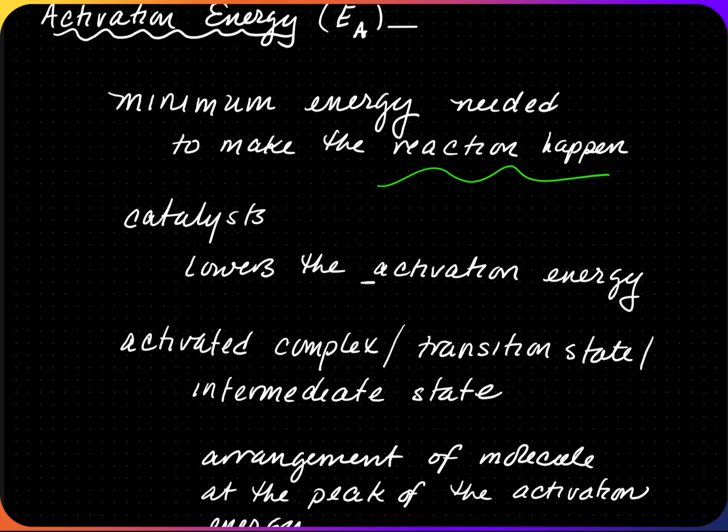The activated complex, transition state, or intermediate state is when the arrangement of molecules is at the peak of the activation energy and they are at the proper orientation for the reaction to occur. The activated complex will only appear during the reaction. You will never see it as a reactant or a product in the overall reaction.